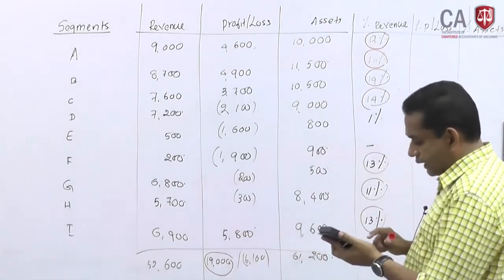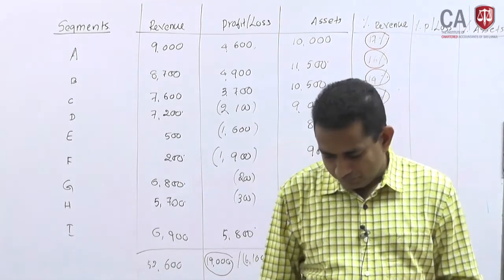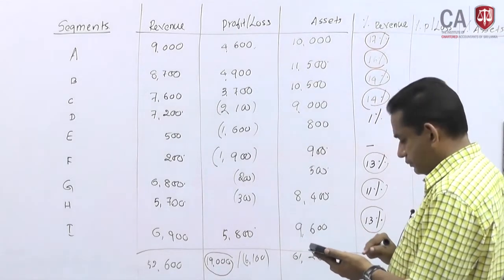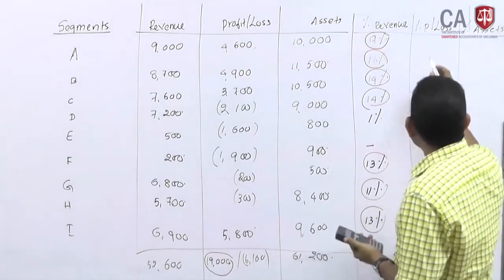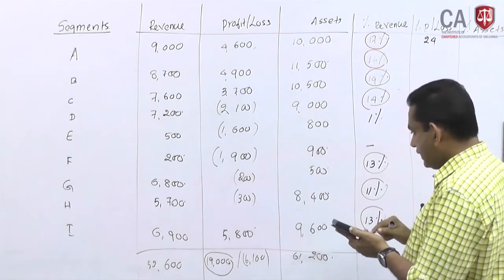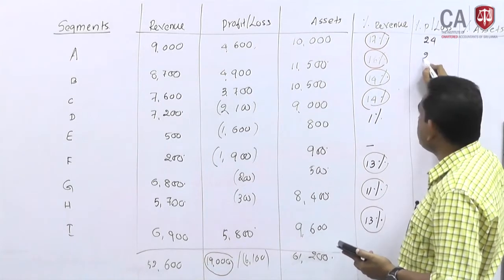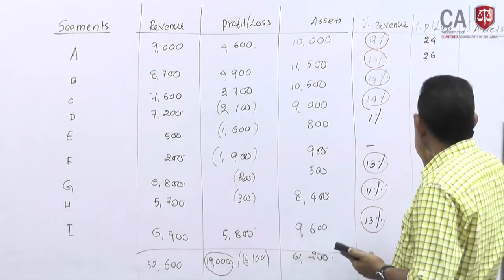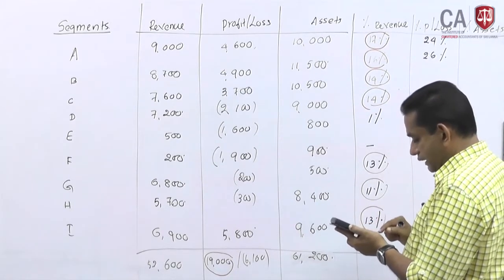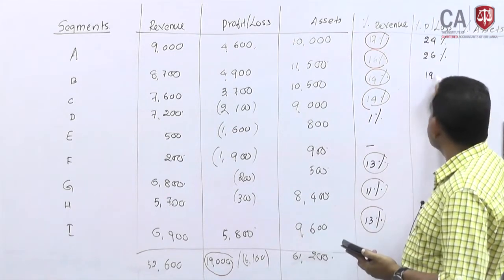Then 4,600 divided by 19,000 into 100. So, that is 24%. 4,900 divided by 19,000 into 100. So, this is 26%. 3,700 divided by 19,000, 19%.